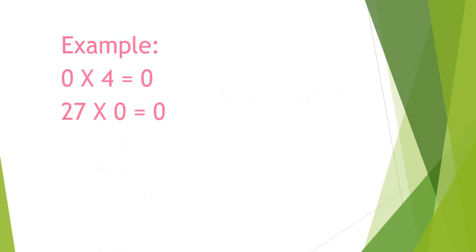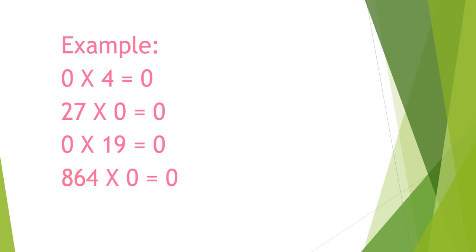Let's see the example also. 0 fours are 0, 27 zeros are 0, 0 19s are 0, 864 multiply 0 is also 0. Whichever number you multiply by 0, the answer is 0 only.